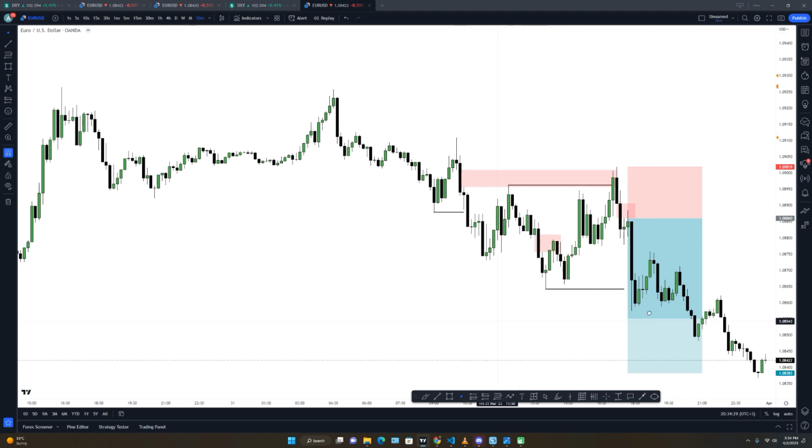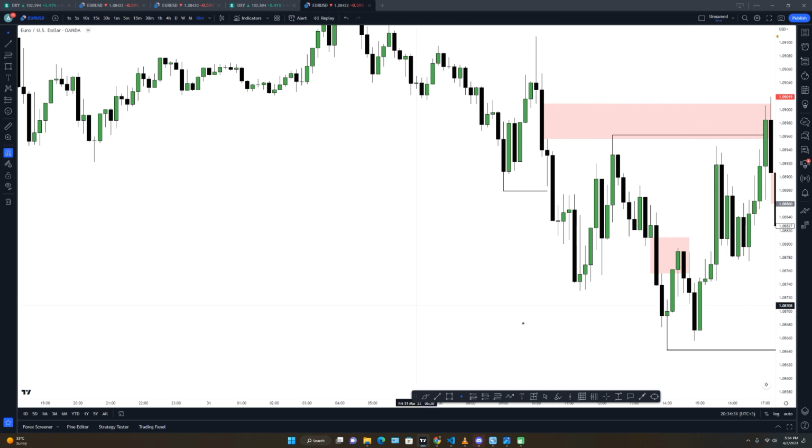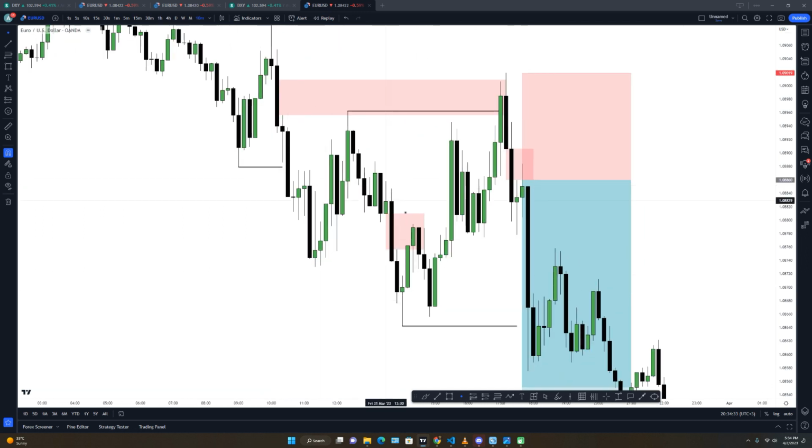From buying here, if you zoom in well, you'll see that there is no gap for price to pull back and tap. All of these are filled. These are filled. All of these zones are filled. The only one that is still unfilled is this zone here.